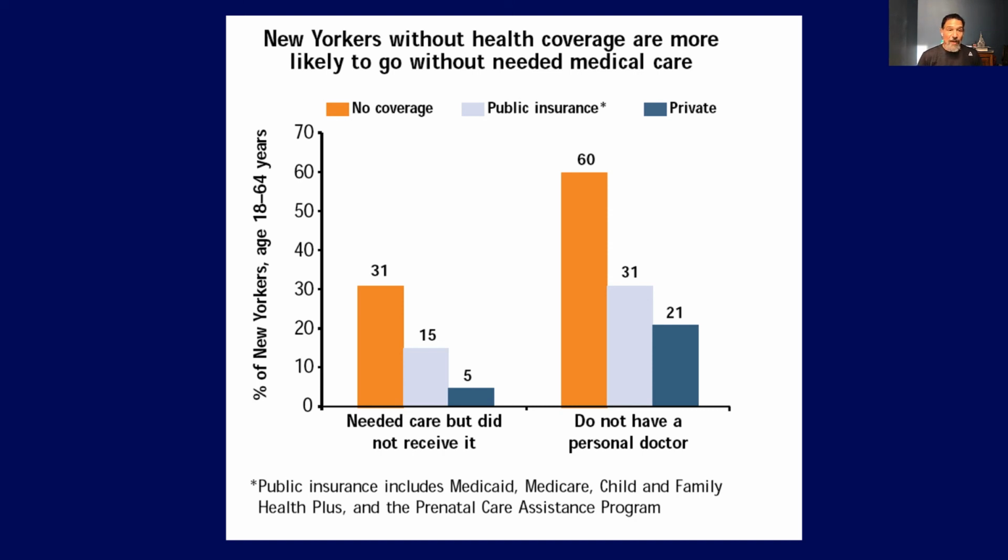And then you can stratify that information by insurance status. And what this slide is showing is that you're much more likely to go without needed care when you need it, if you don't have health insurance coverage, or if you have public insurance, and similarly in terms of having a personal doctor. Very useful information for health departments to have, so that they can address or at least highlight problems around access to care.